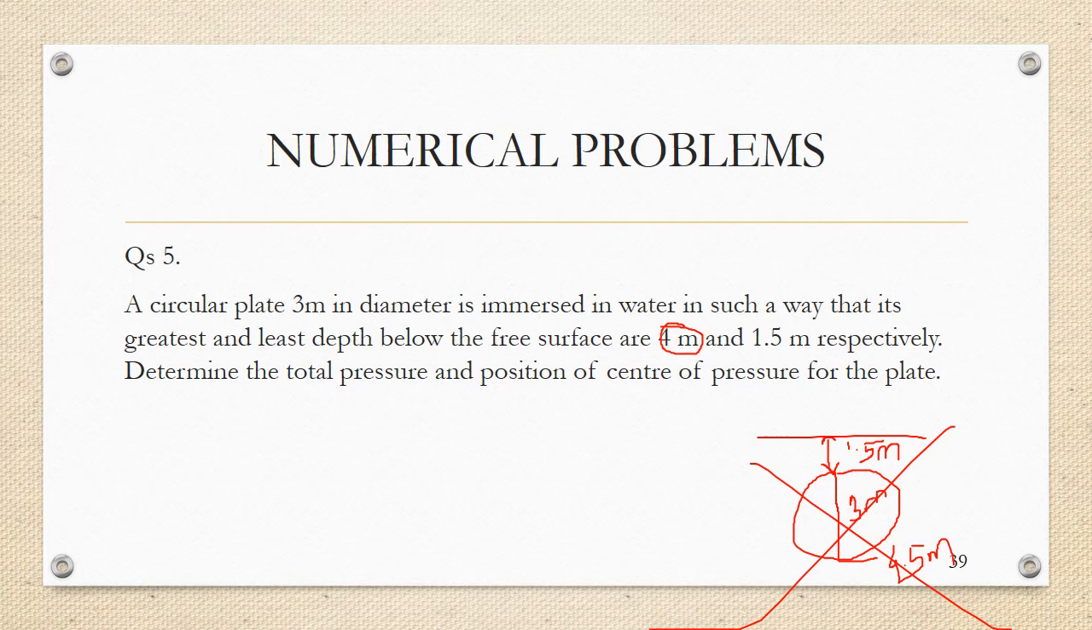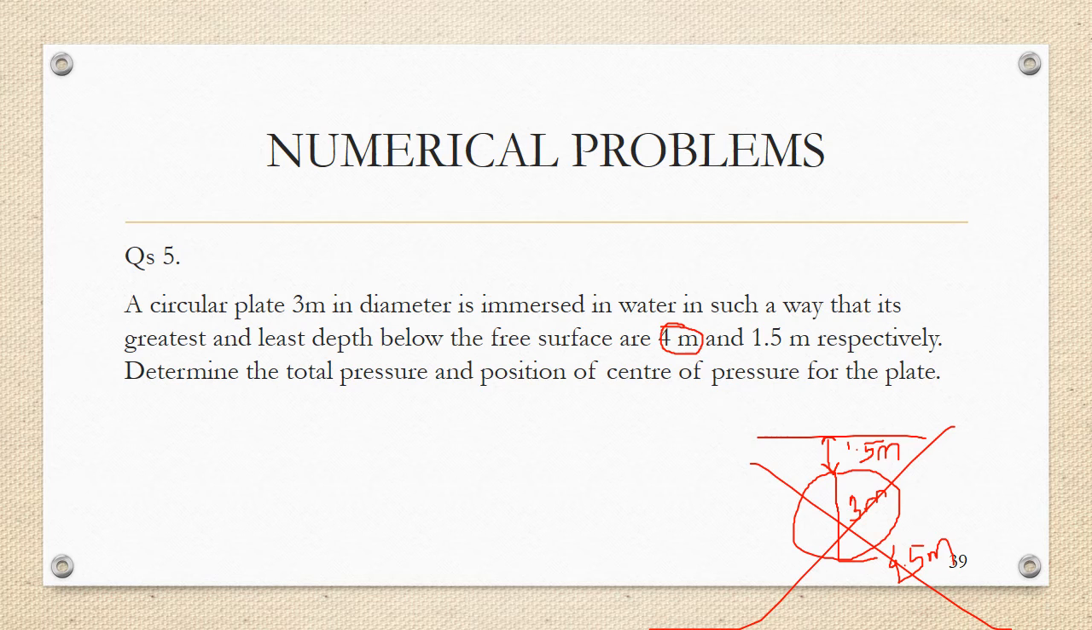Now this question, if you read it once again, I have included this question as part of inclined plane surface submerged in fluid. However, if you read this question carefully, nowhere is it mentioned that the plate is inclined. I'll read it again. A circular plate 3 meter in diameter is immersed in water in such a way that its greatest and least depth below the free surface are 4 meter and 1.5 meter respectively. Determine the total pressure and position of center of pressure of the plate. So it's not mentioned anywhere that the circular plate is inclined. It could as well be vertical. So you have to read it to understand why this particular plate is inclined.